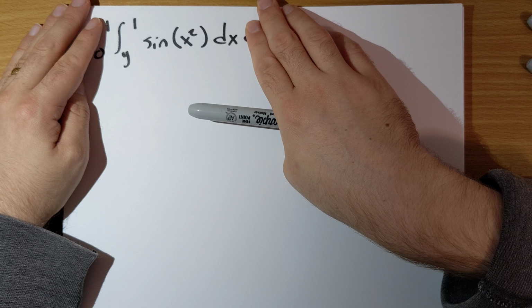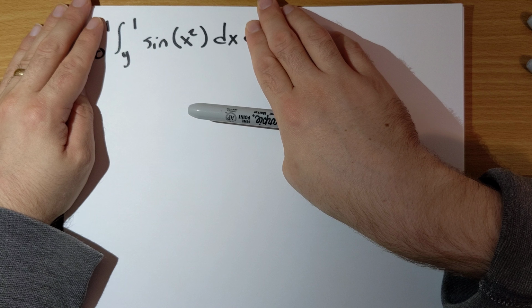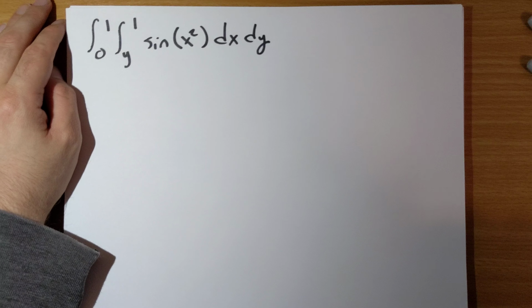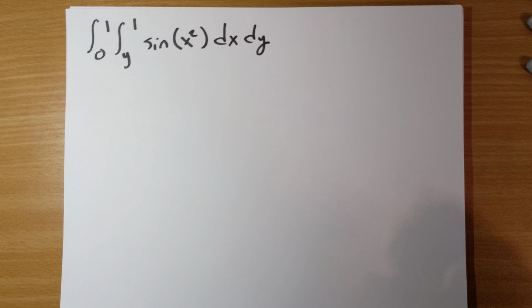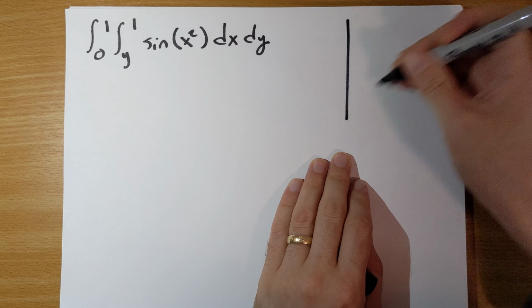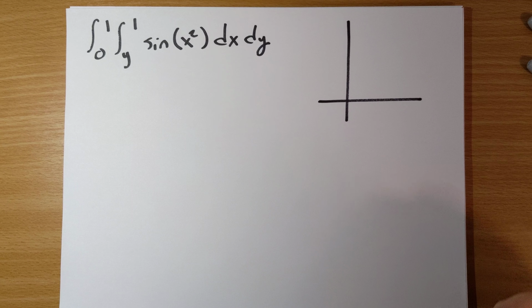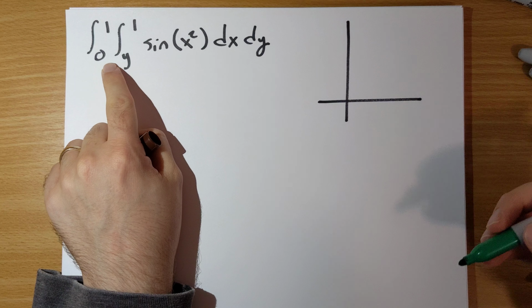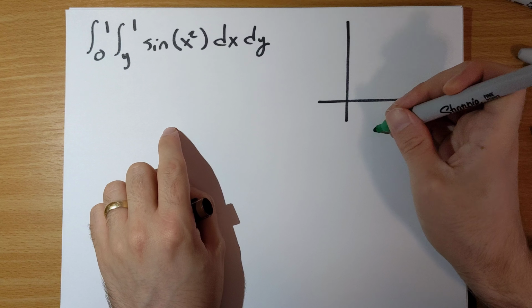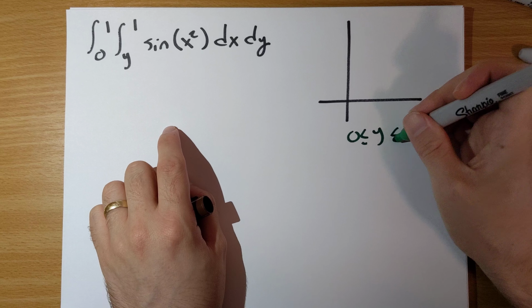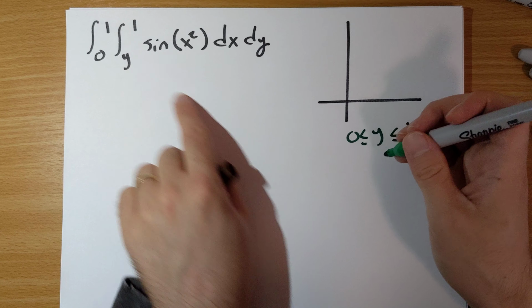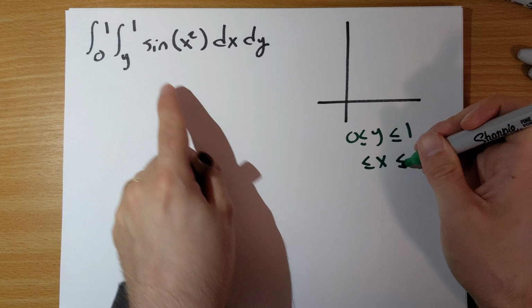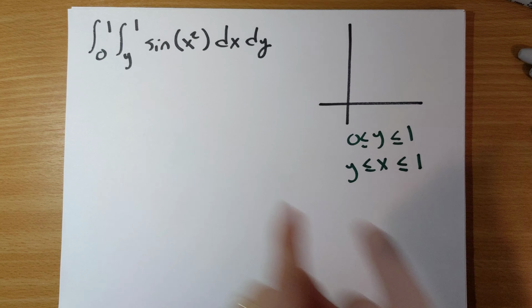Let's reverse the order of integration and see if integrating with respect to y first and then with respect to x makes our life easier, and then see if we can evaluate that new double integral. So in order to do this, let's figure out what the bounds currently are. Y is going from 0 to 1, and x is going from y to 1.